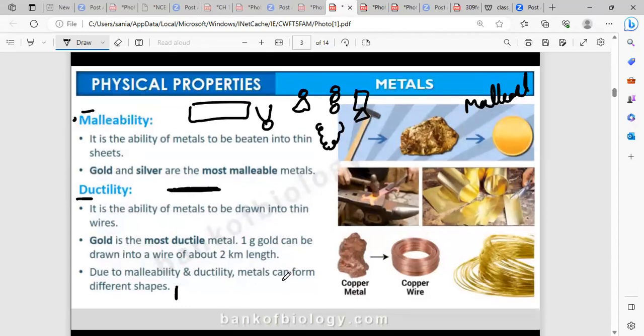Okay. Then the next property is malleability. Ma'am, now what is malleability? I've heard it many times, right?